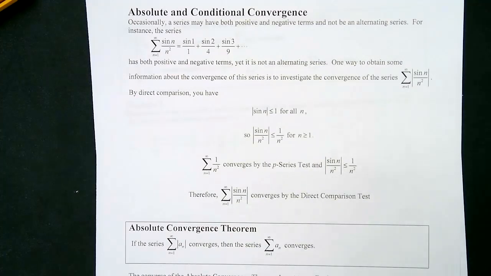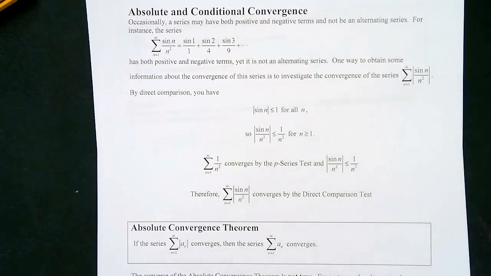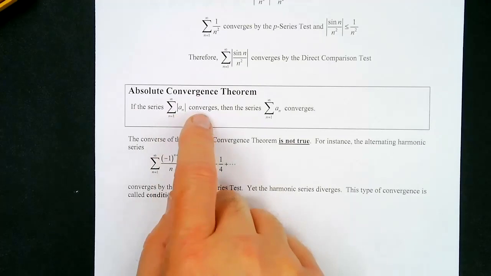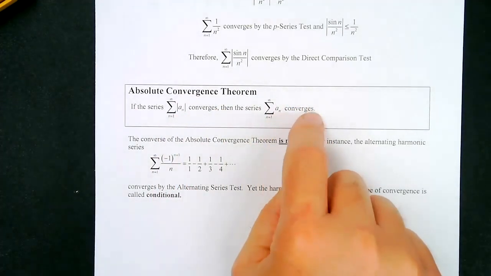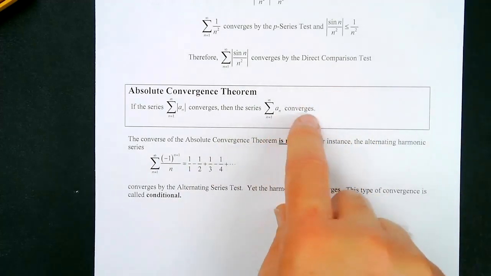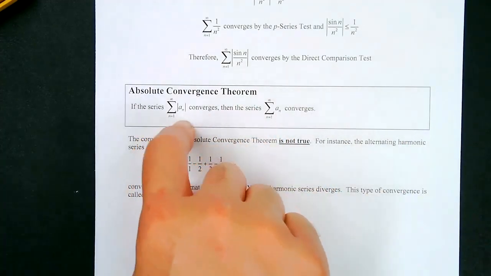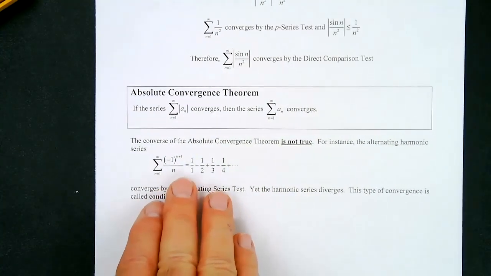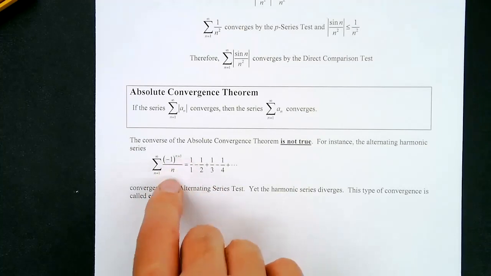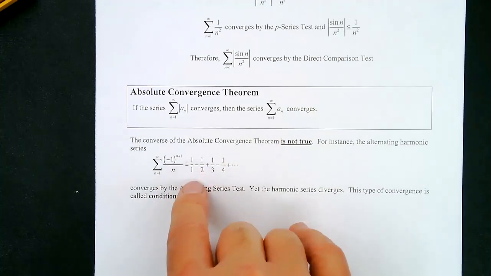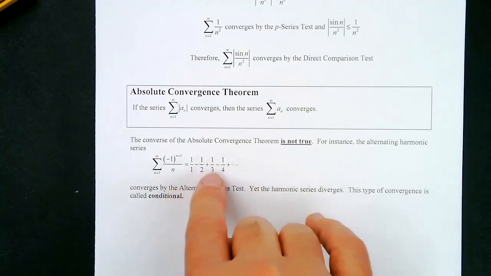All right, let's go down to the bottom because there's a little part down here that I want to talk about. This is going to be really important. If the absolute value one converges, then the series a sub n converges, right? But the converse of that, which means if this one converges, that doesn't make this one converge, okay? A perfect example of that is, let's say this is our series, where a sub n is (-1)^(n+1) over n. So this is 1 over 1, 1 over 2, 1 over 3, 1 over 4, but they're alternating, right?